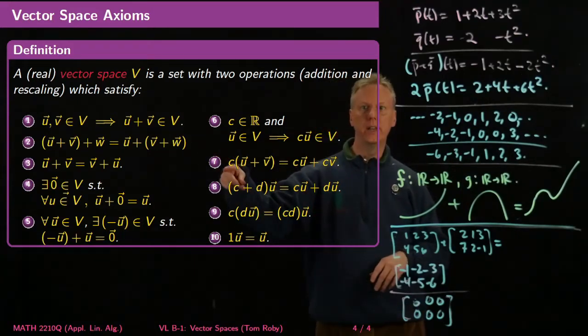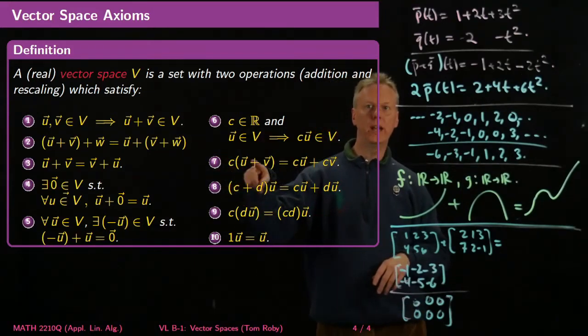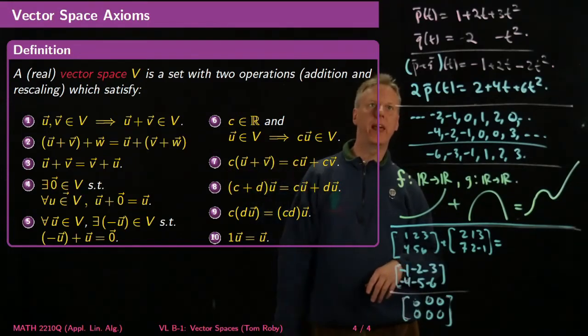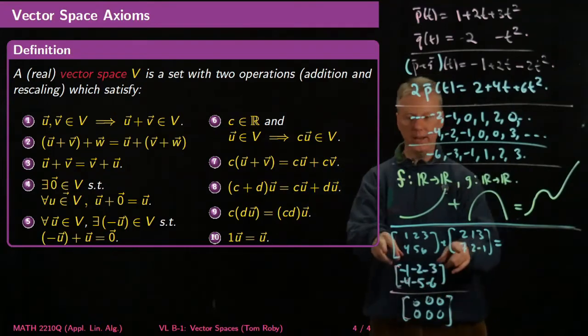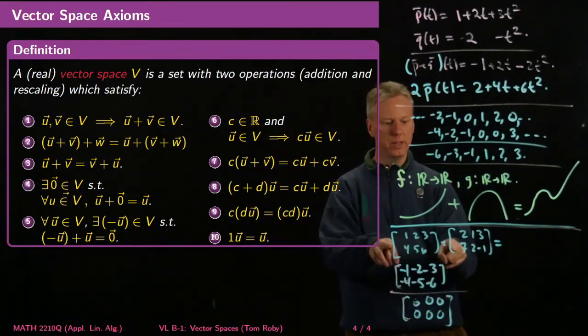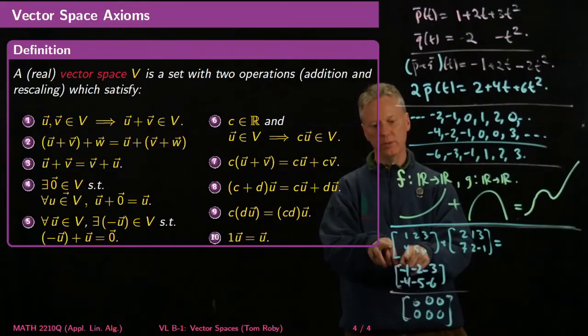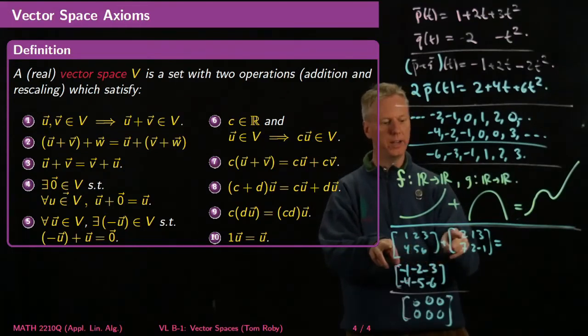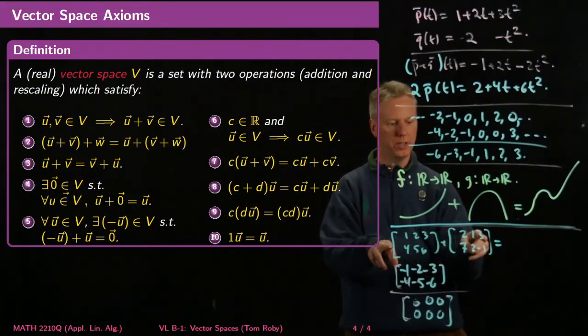Now this says that if I rescale the sum of two vectors, well, I could have rescaled each of them and then added, right? So think about that here, right? Suppose I took 2 times this matrix plus 2 times this matrix. What would I get? Well, I get 2, 4, 6, 8, 10, 12 here, and here I'd get 4, 2, 6, 14, 4, negative 2.